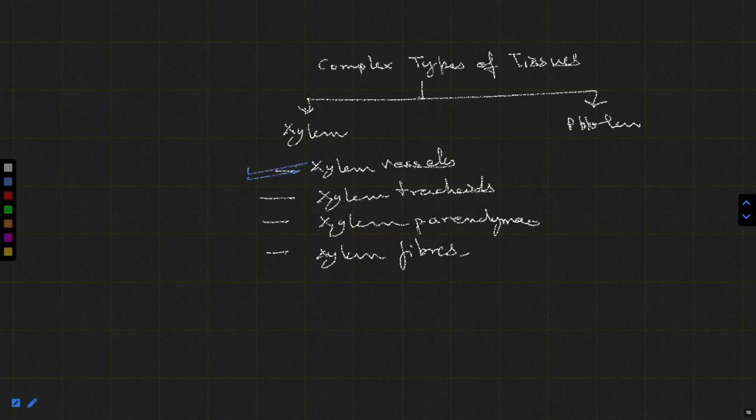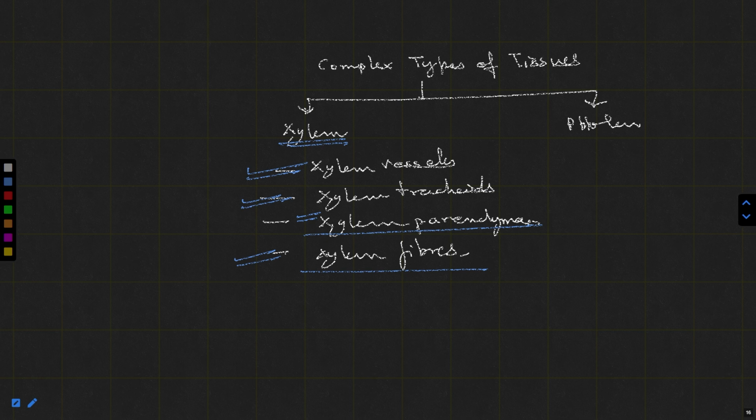vessels, xylem tracheids, and xylem fibers, these are dead, they are not living. Whereas the xylem parenchyma is the only living cell present in this complex tissue, the xylem. All others are dead. And they are very important for the absorption of water from the roots, and also for transporting it to the upper parts of the plant. Not only the water, but they also absorb the minerals along with the water.